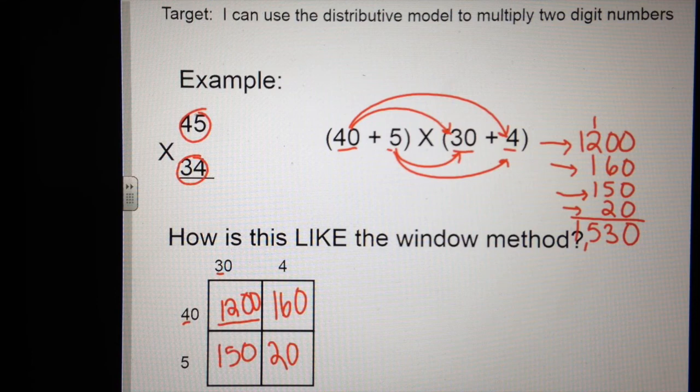The distributive model is the exact same thing as the Windows model. The only difference is you'll use arrows instead of boxes.